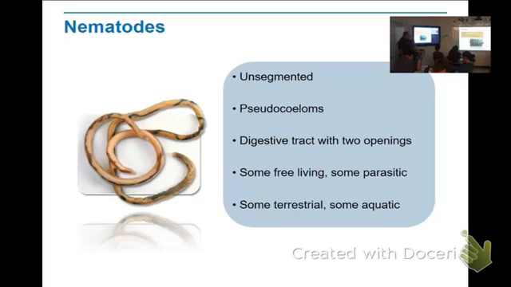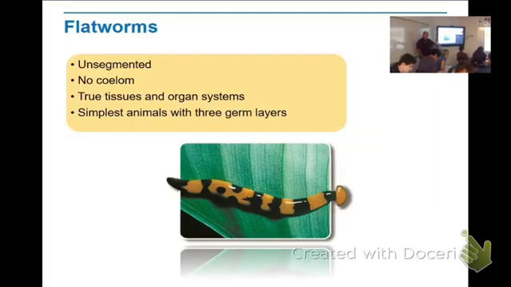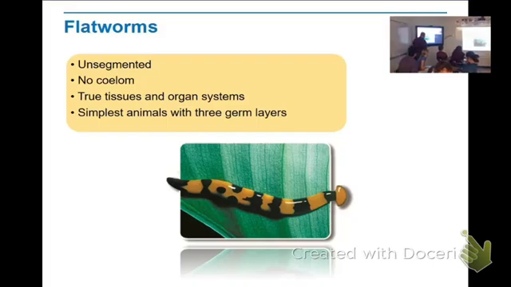Flatworms, we talked about these guys yesterday. They are unsegmented. Even though they look like they have a head, they don't have a true head region. But they have true tissues, true organ systems, and they're the simplest animal with 3 germ layers. Simplest meaning the least advanced, the least amount of tissues and organs, but they have 3 germ layers. They still have no body cavity, but they have 3 germ layers. Okay? So, pretty important creatures.